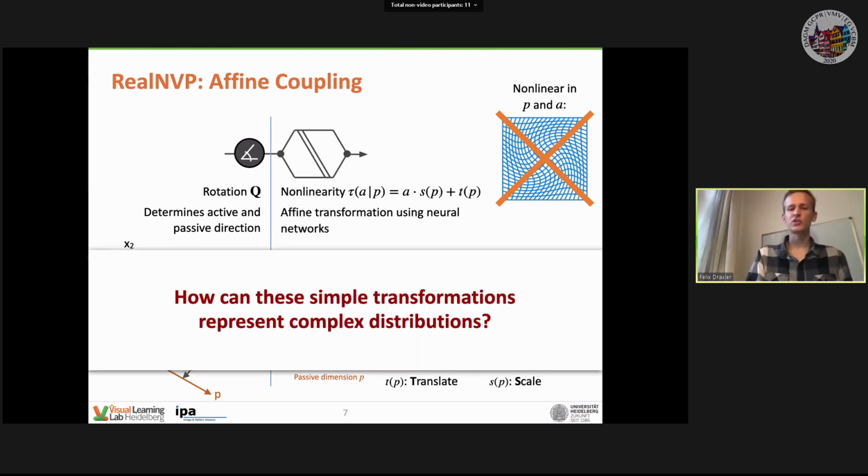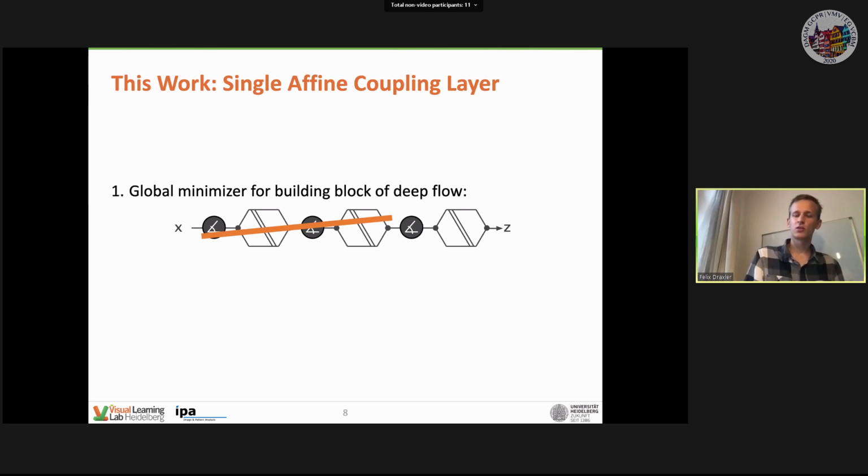These transformations look pretty simple, but somehow in practice, we are able to represent really complex distributions. How is this possible? In this work, we give a part of an answer to this question by finding the global minimizer for the building block of a deep flow.